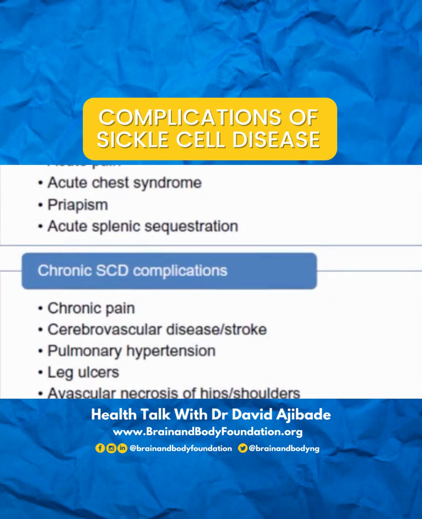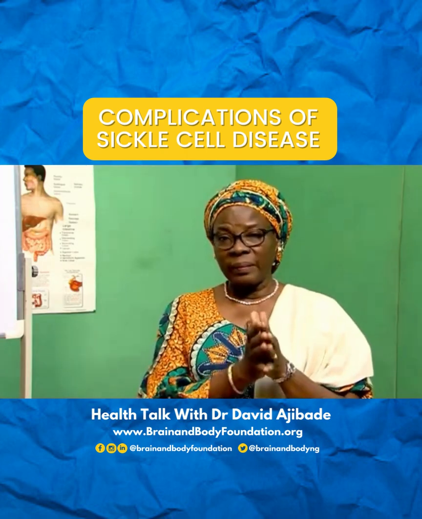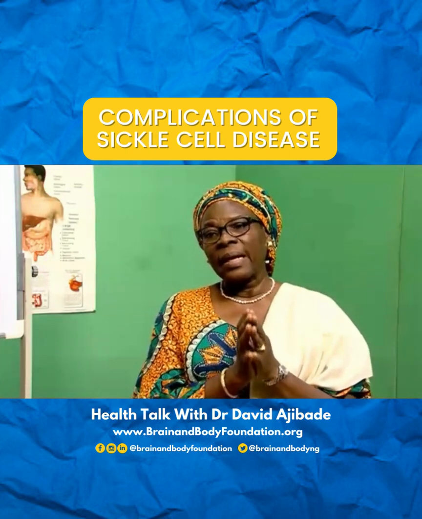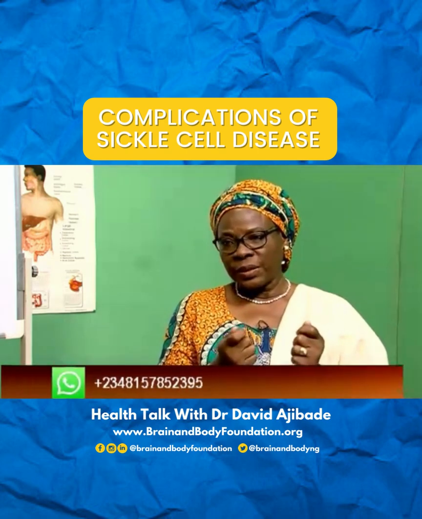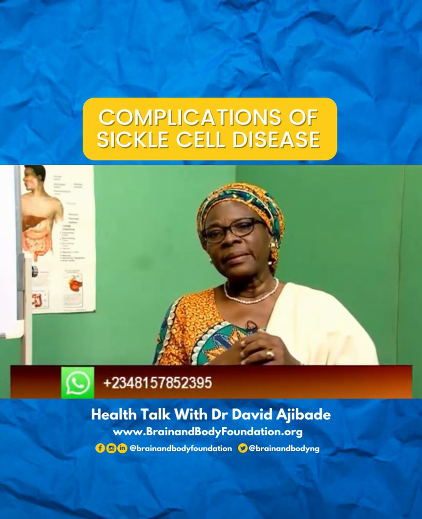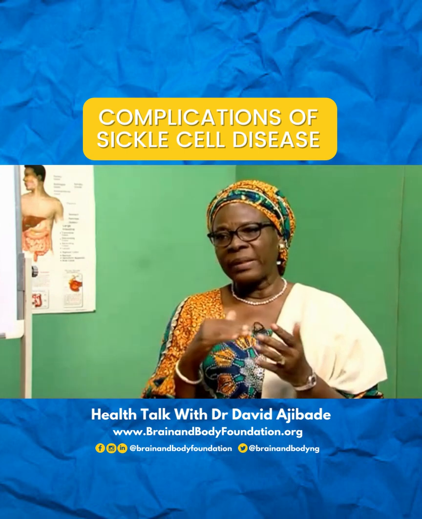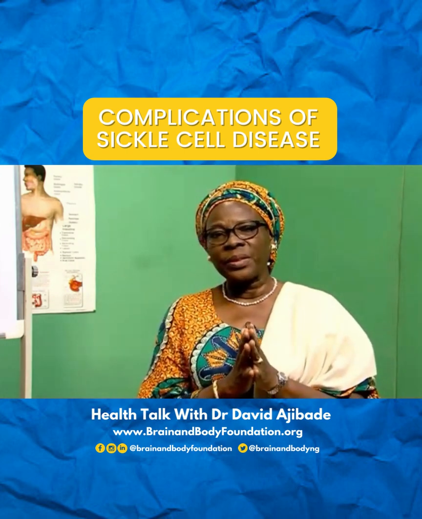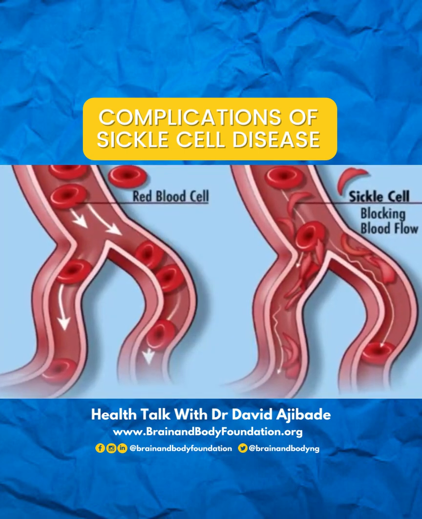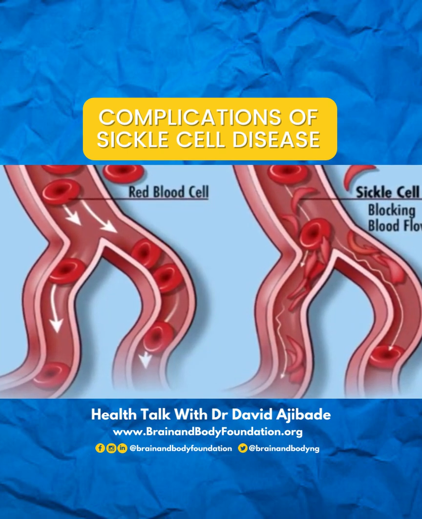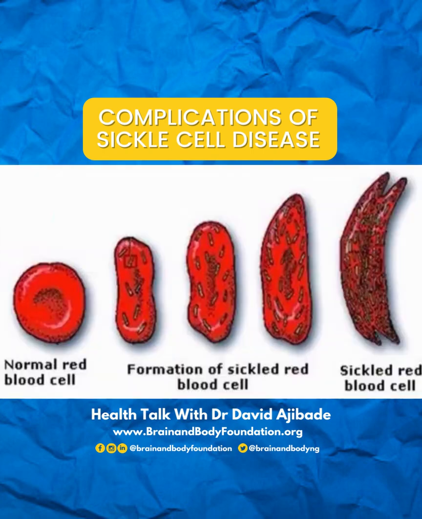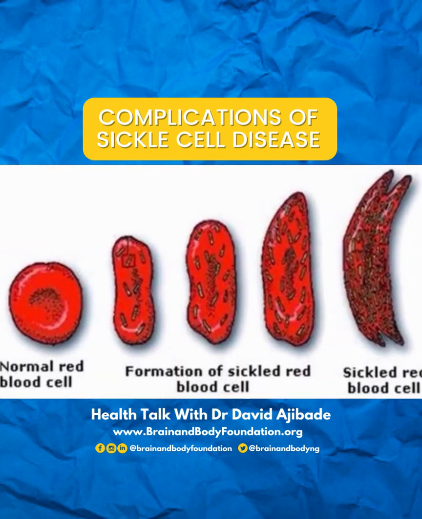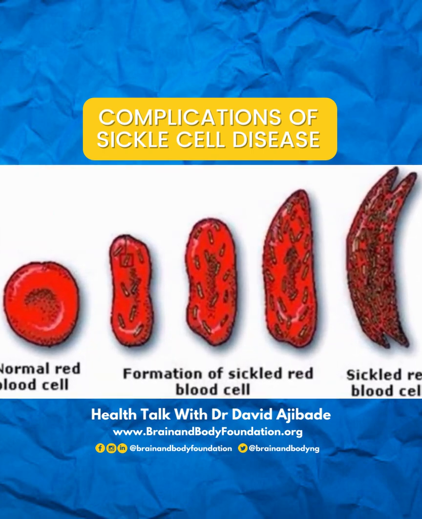The acute complications are those that occur suddenly in the child, and some of them can actually be life-threatening. I'll give a few examples. Infections in children with sickle cell disease can lead to rapid breakdown of the red blood cells, and this causes sudden, severe anemia, or shortage of blood, as we say. And these children would require a lot of treatments, including blood transfusions.